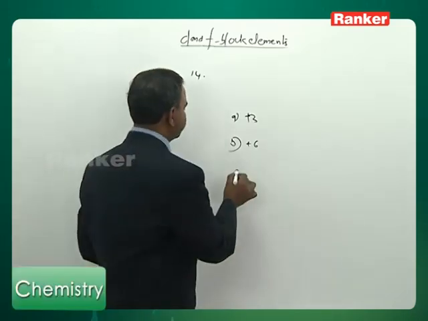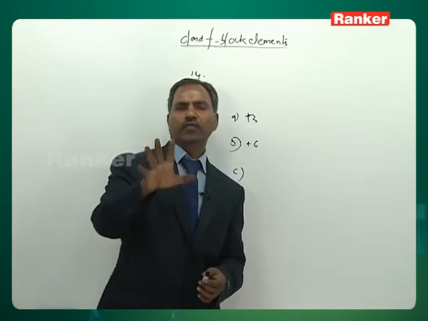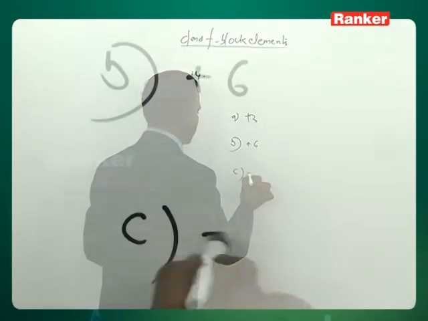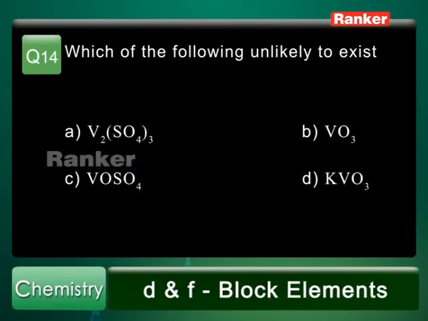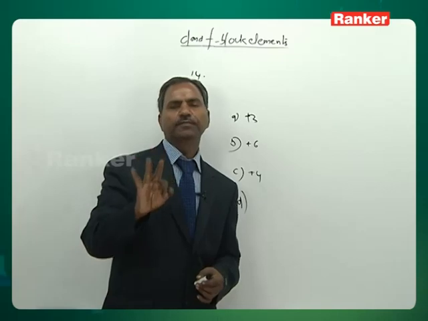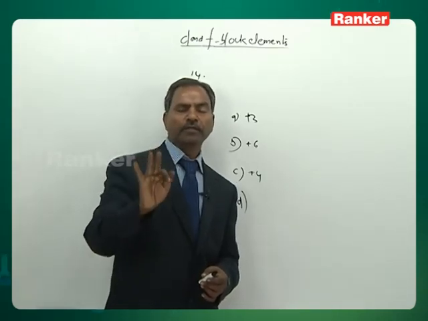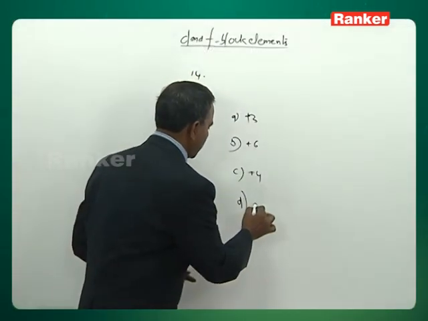Coming to option C, it is VOSO4. O is minus 2 and SO4 is also minus 2. Total minus 4 charges, then vanadium comes to be plus 4. Yes, possible. Coming to option D, KVO3. In KVO3, K is plus 1. Actually, negative charges are 6 because there are 3 oxygens, each minus 2. Total negative charges are 6. Out of 6 charges, 1 K is plus, so vanadium is plus 5. So in option D also you have vanadium oxidation number plus 5.